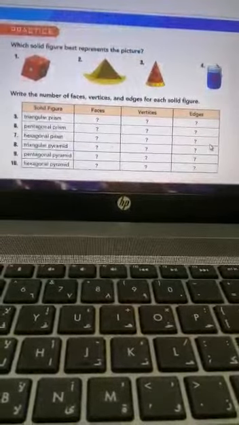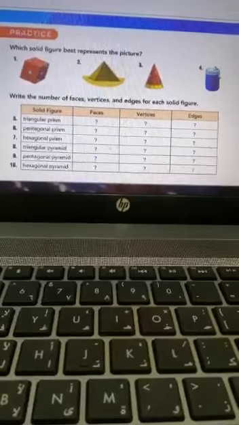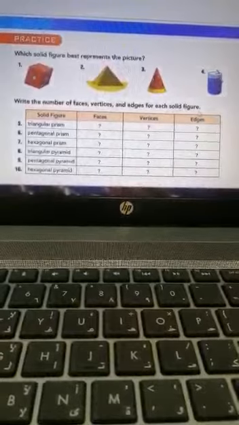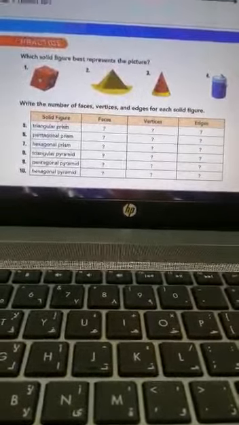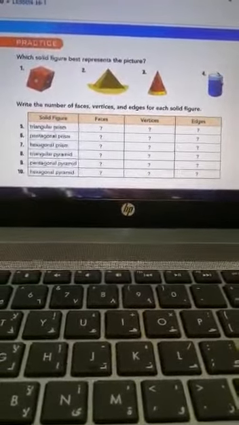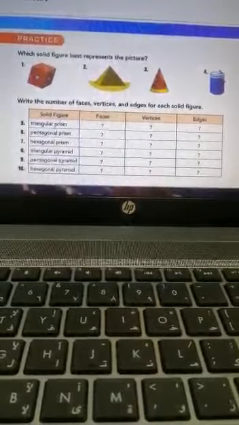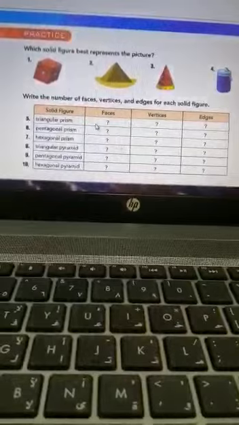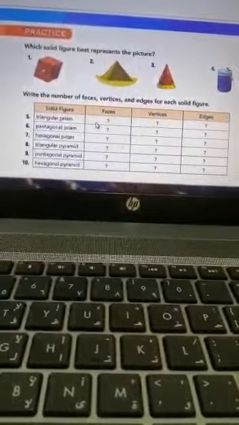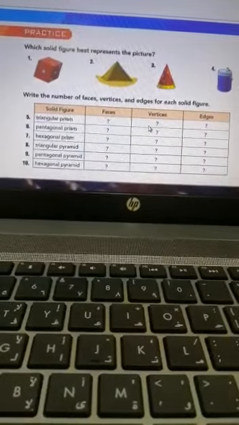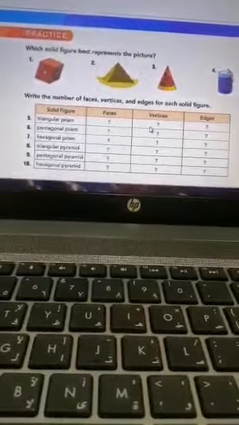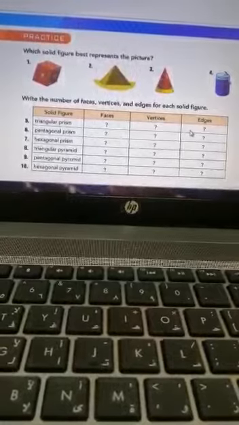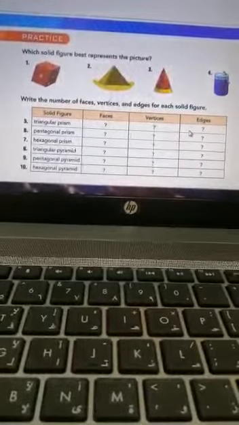Okay, guys. Now, in the next question, write the number of faces, vertices, and edges for each solid figure. Now, triangular prism, triangular means 3. In the base we have 3 sides. 3 plus 2, 5. Then the number of faces is 5. Now here, vertices, 3 times 2, 6. Then we have 6 vertices. Number of edges, multiply by 3 as the rule. 3 times 3 is 9.